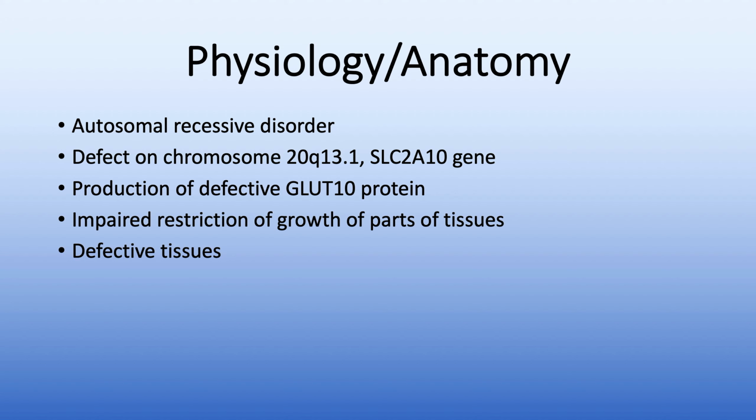As many of you already know, ATS occurs due to a gene defect causing a deficiency of the GLUT10 protein. As a result, some parts of tissues grow too much, as GLUT10 protein normally acts to restrict growth of some tissues to prevent overgrowth. Lack of growth restriction results in defective tissues that cause disease. Some of these defects are important considerations for anesthesiologists.